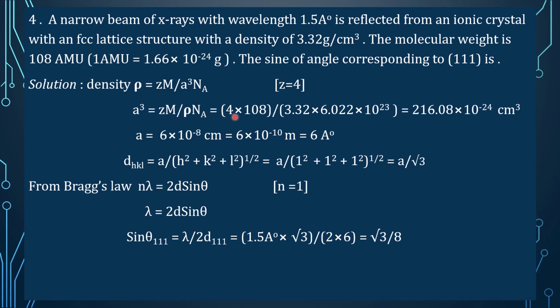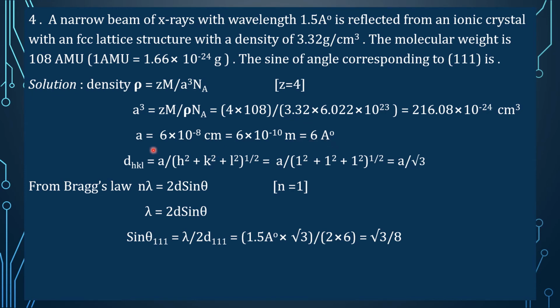So 4 into 108 divided by density, which is given as 3.32, into Avogadro number, that is 6.022 into 10 raised to 23. So this gives 216.08 into 10 raised to minus 24 centimeter cube. So this is A cube. So we have to find A. So A is equal to cube root of this, that is 6 into 10 raised to minus 8 centimeter. So we can convert this into meter: 6 into 10 raised to minus 10 meter, which is equal to 6 angstrom.